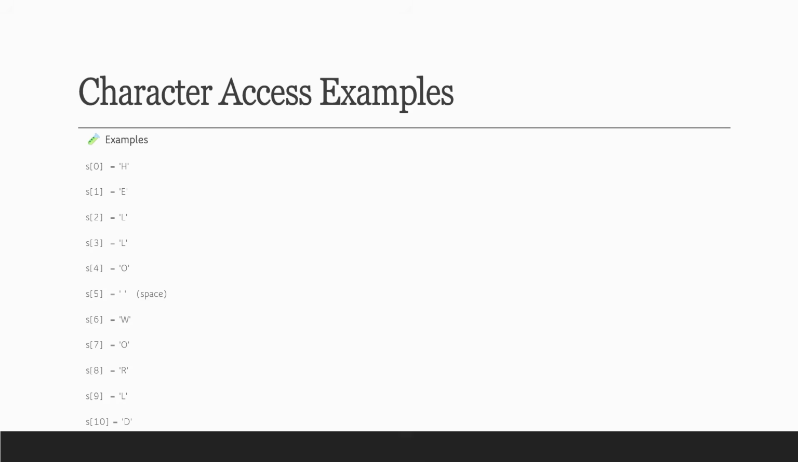Character access examples. When we write S[0], we get H. S[1] gives E. S[5] gives a space. And S[10] gives D. This is how Python allows us to access individual characters in a string.